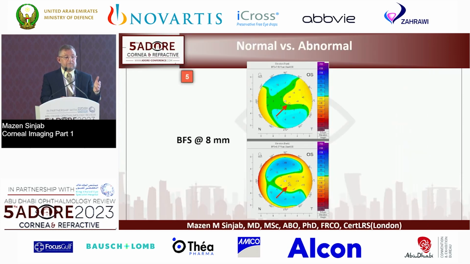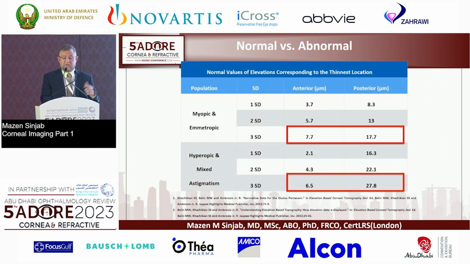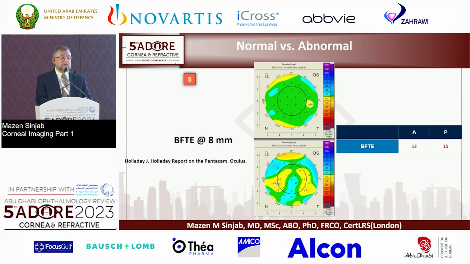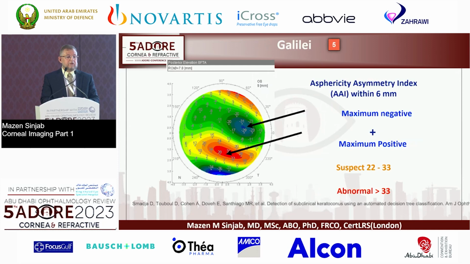For the thinnest location, if we are using the best fit sphere 8 millimeter, then we follow the table. This is the table. I made some approximation of it. So if the patient is myopic or emmetropic, the cutoff values are +8, +18, anterior and posterior. And if the patient is hyperopic or mixed astigmatism, then +7, +27. And if we are using the best fit toric ellipsoid, 8 millimeter, as recommended by Jack Holladay, then we look at all numbers within the central 5 millimeter, so not corresponding to the thinnest location, and it should be less than +12 on the anterior and +15 for the posterior.